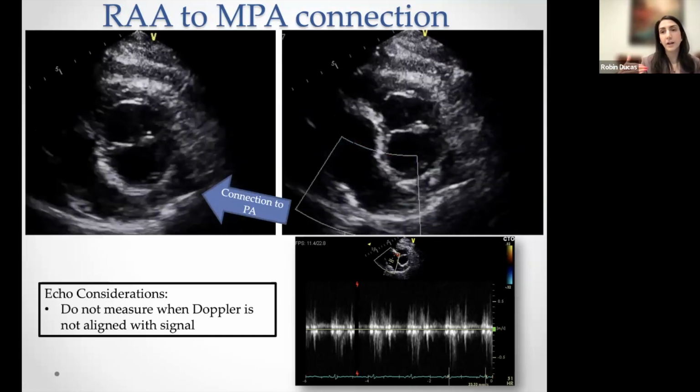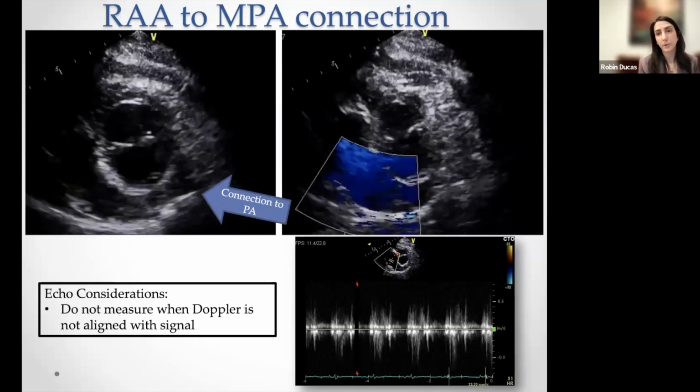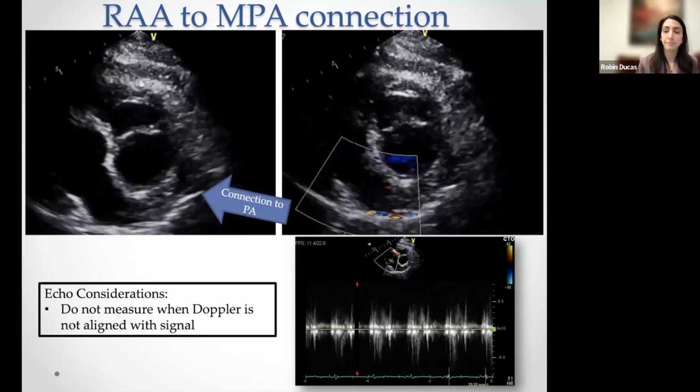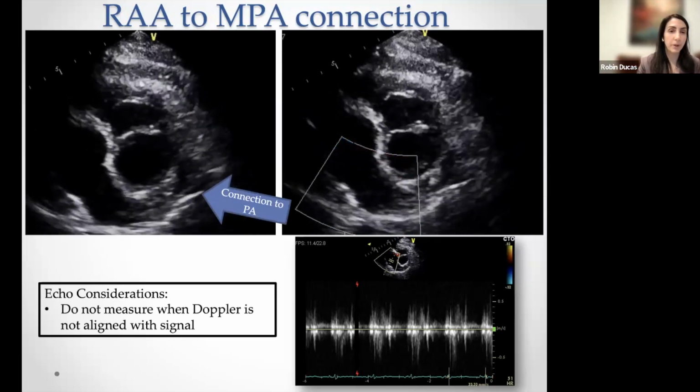If you find that you're not able to get a good angle, then the Doppler signals are not going to be as reliable and may not be helpful if reported.